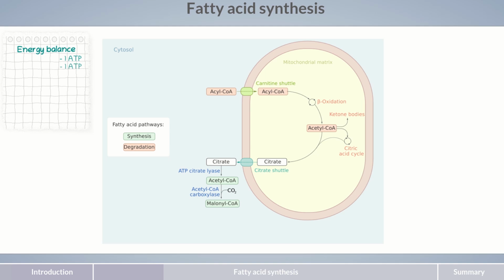At this stage, there are two important points to remember. First, malonyl-CoA inhibits carnitine palmitoyltransferase 1, which is part of the carnitine shuttle and plays an important role in fatty acid degradation. This prevents the breakdown of newly formed fatty acids. Second, the formation of malonyl-CoA by acetyl-CoA carboxylase is the rate-limiting step in fatty acid synthesis. The enzyme is subject to hormonal and allosteric regulation.